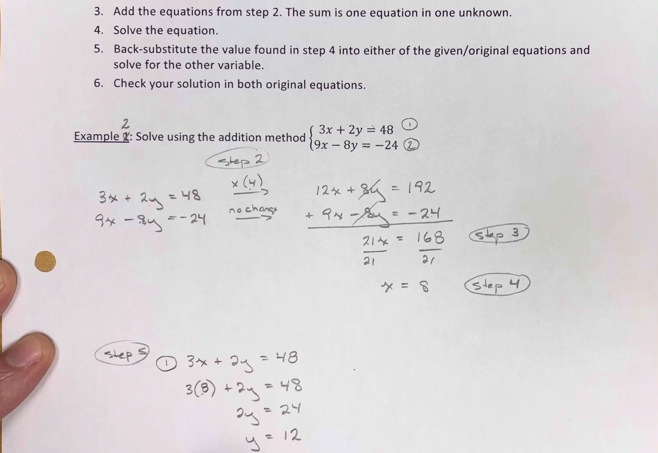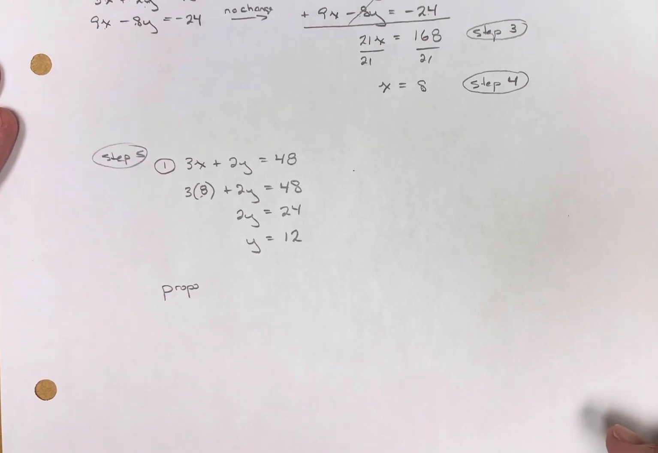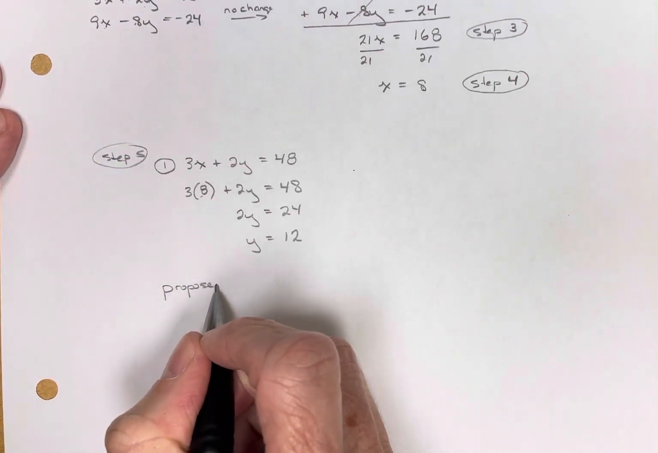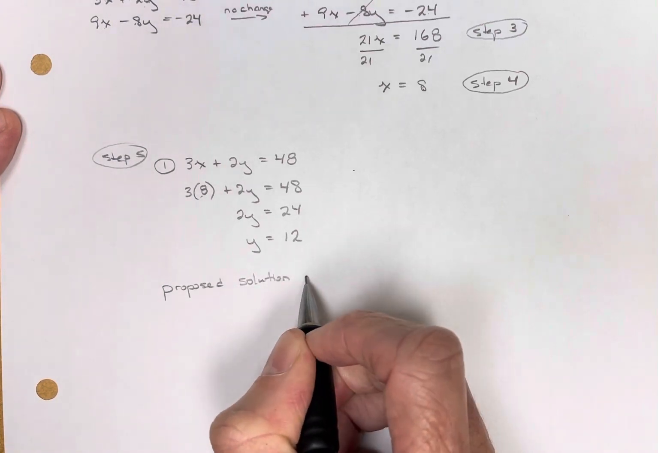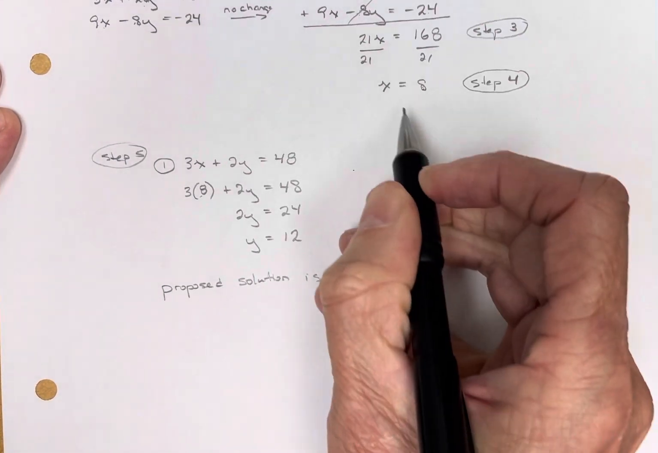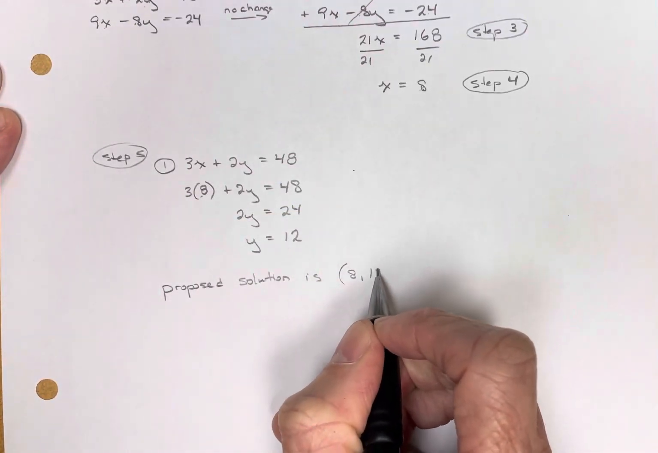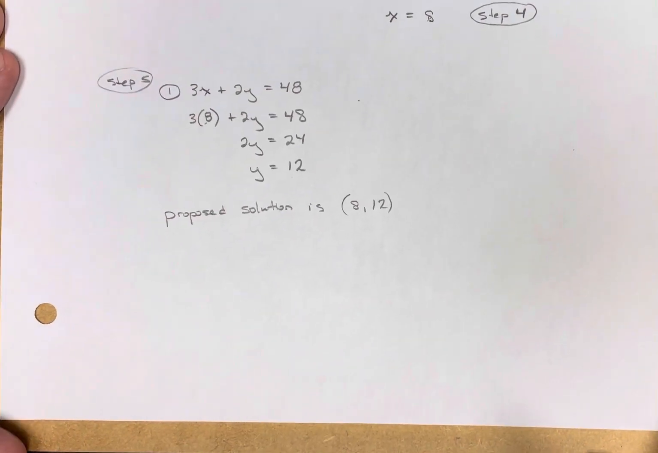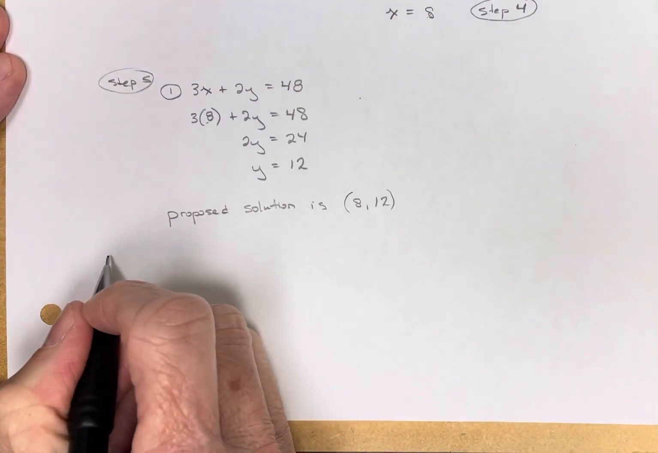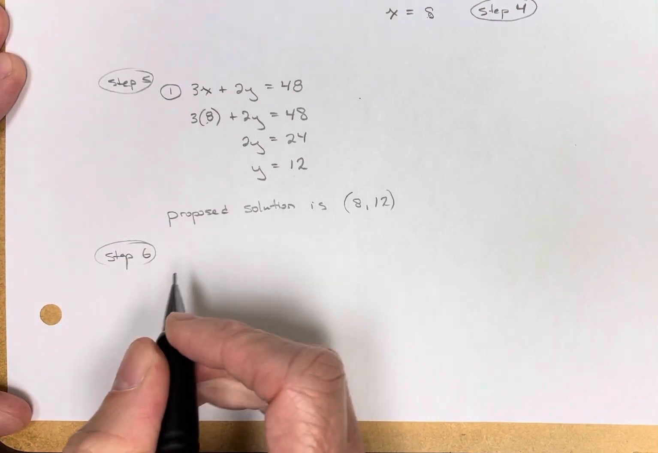And the proposed solution is the ordered pair 8, 12. That's what I think the answer is. However, of course, I'm going to check it in both of my original equations. So step 6, let's check it in the original equations.